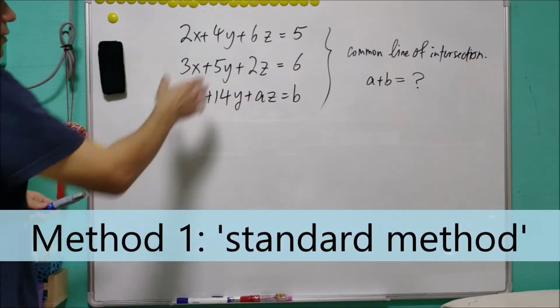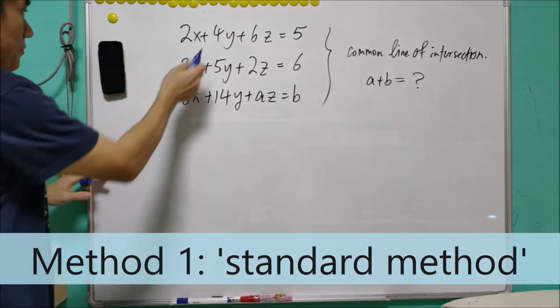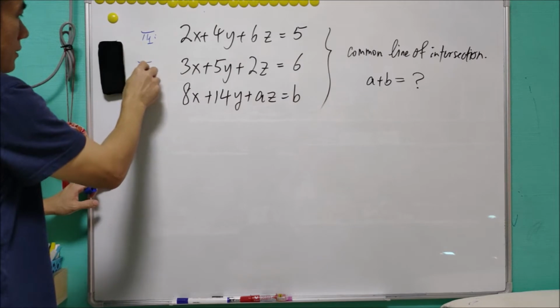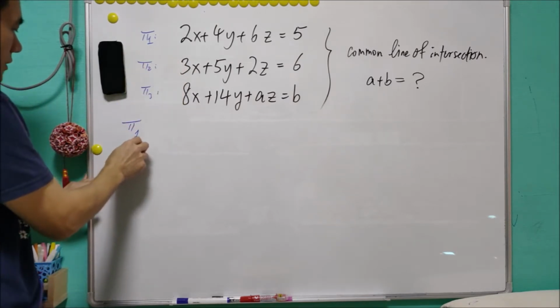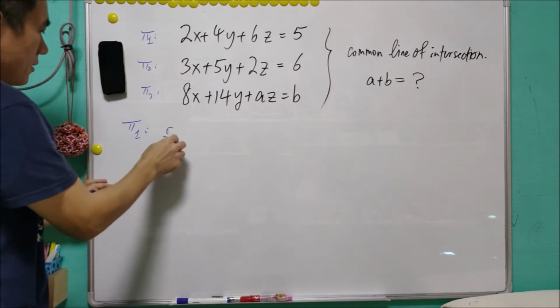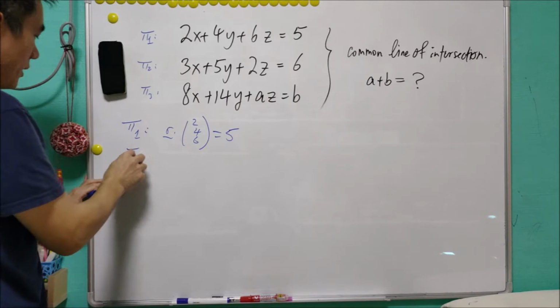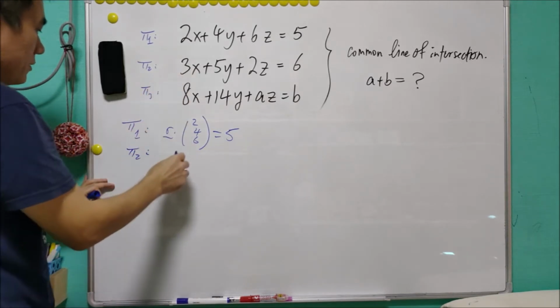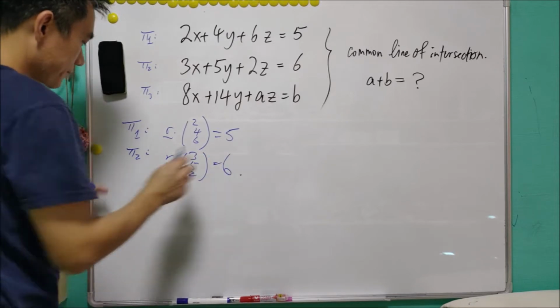We'll do it as usual. We will transform the equation of plane into vector form. Call this the first plane, second, and the third plane. So for the first plane, we can write as r dot (2, 4, 6) equals 5. And for the second plane, it is r dot (3, 5, 2) equals 6.